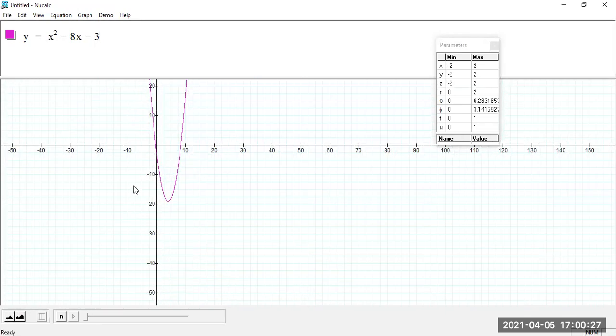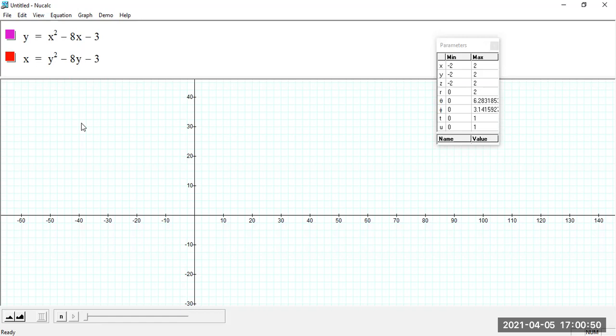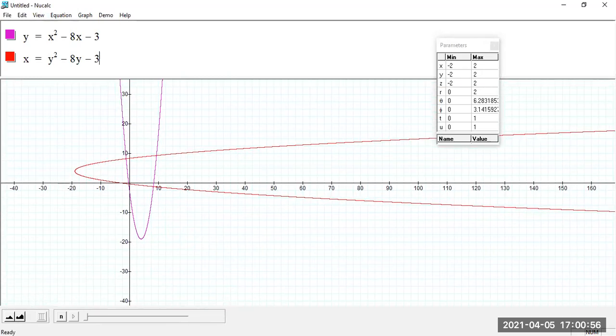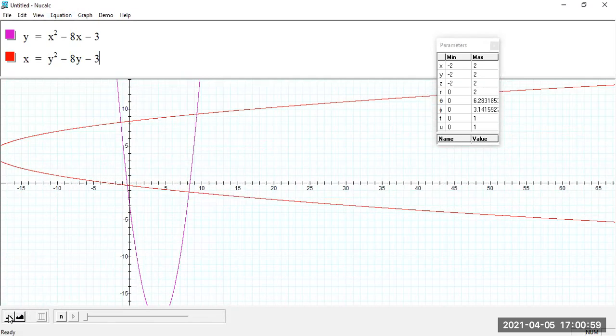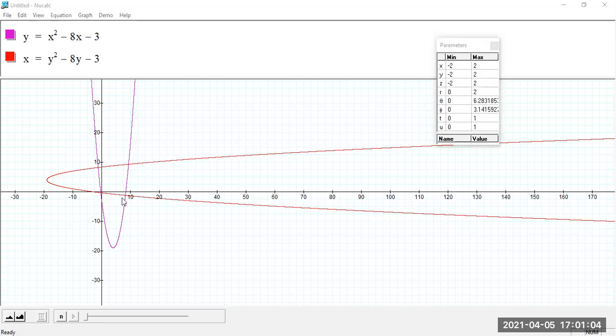Now, how to graph the inverse function of this? Let's get the inverse first, which is not a function. It is by reversing: x becomes y, y becomes x. Now, this is the inverse. Too big. Okay, well, like this then. Let me screenshot that and bring it back to our notes.